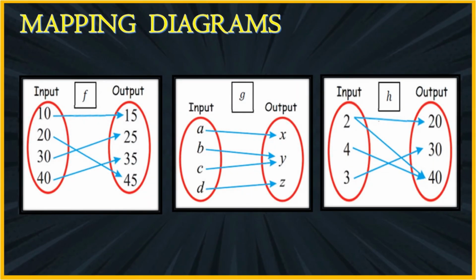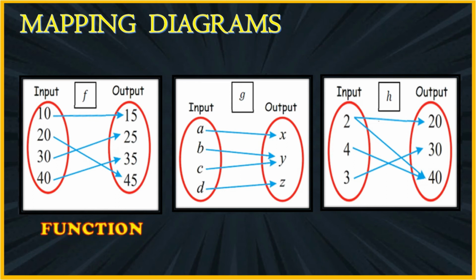Let us determine if the following mapping diagrams are functions or just a mere relation. On the first mapping diagram, inputs are 10, 20, 30, and 40. Output of 10 is 15, output of 20 is 45, output of 30 is 25, and output of 40 is 35. No repetition in the inputs, which means the first mapping diagram is a function.